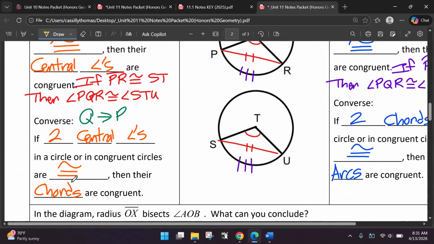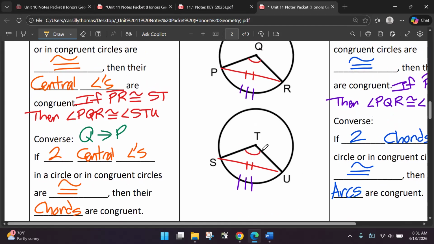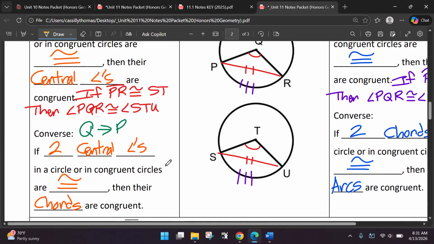And it turns out the converse theorem, remember Q arrow P is our converse, is also true. So if those two central angles are congruent, then we can say the chords are also congruent.